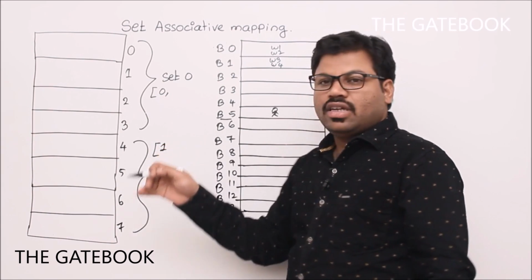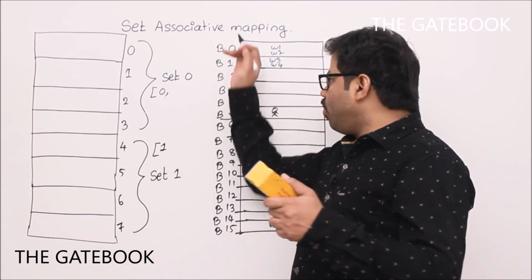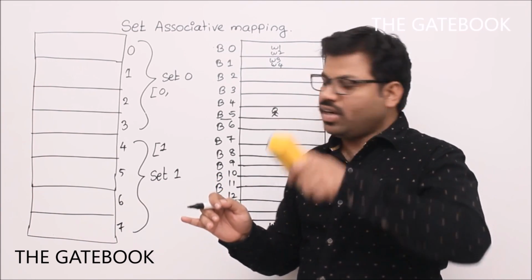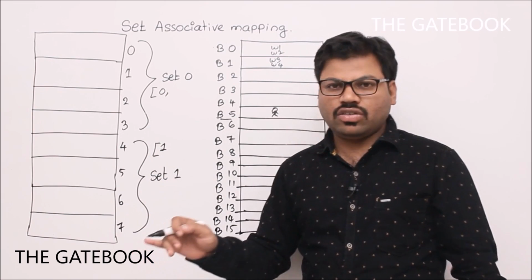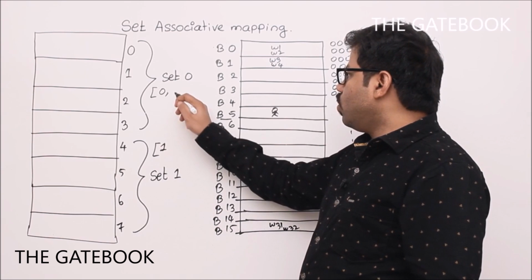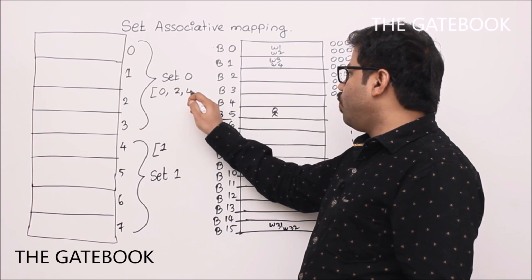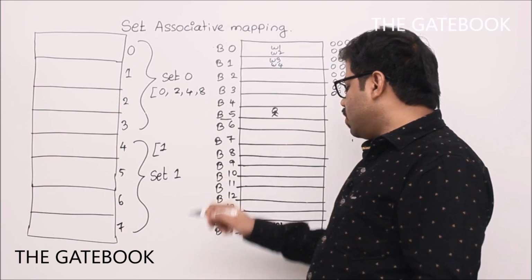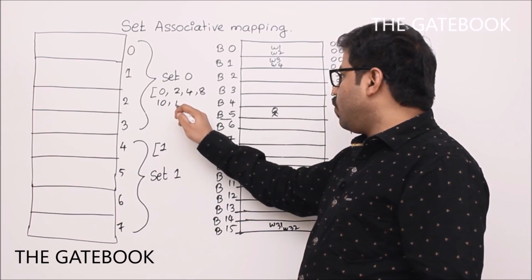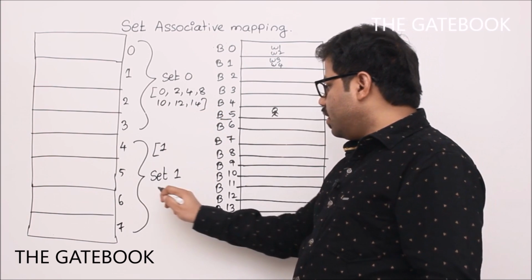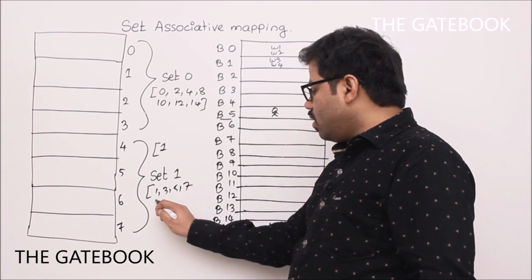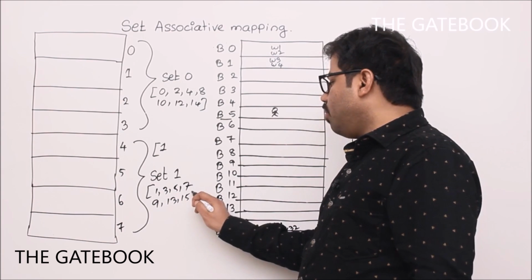Because we have two sets, if you divide any main memory block by 2, then the remainders will be 0 or 1. Then properly we can map them to set 0 and set 1. So all the remainder zeros will come here, remainder 1 will come here. So 0, 2, 4, 6, 8, 10, 12, 14 will come to set 0, assuming we have 16 blocks, and in set 1, main memory blocks 1, 3, 5, 7, 9, 11, 13, 15 will come.